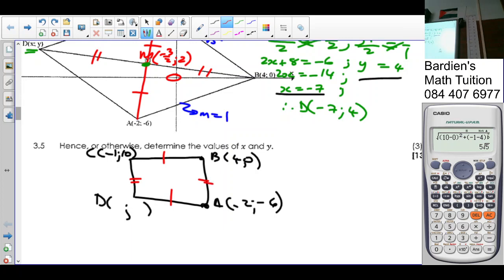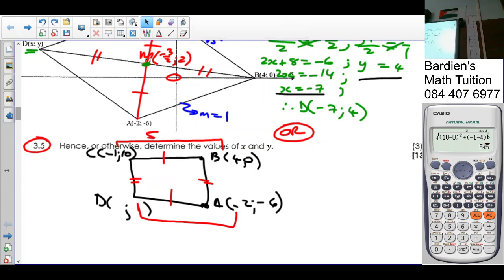Okay? This is enough for 3.5. Alternative way for calculating 3.5. So that distance from there to there, does that affect my x or my y? X. So from negative 1 to 4, how many units is that? 5. So in other words, from there to here must be how many units? Also 5. Not so? So if I go from negative 2 in that direction 5 units, what do I get? Minus 2 minus 5 is what? Negative 7. You see that?